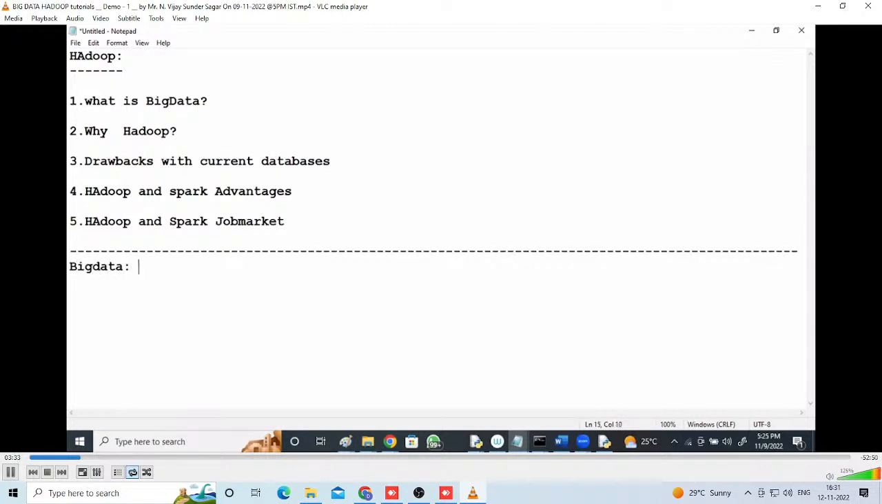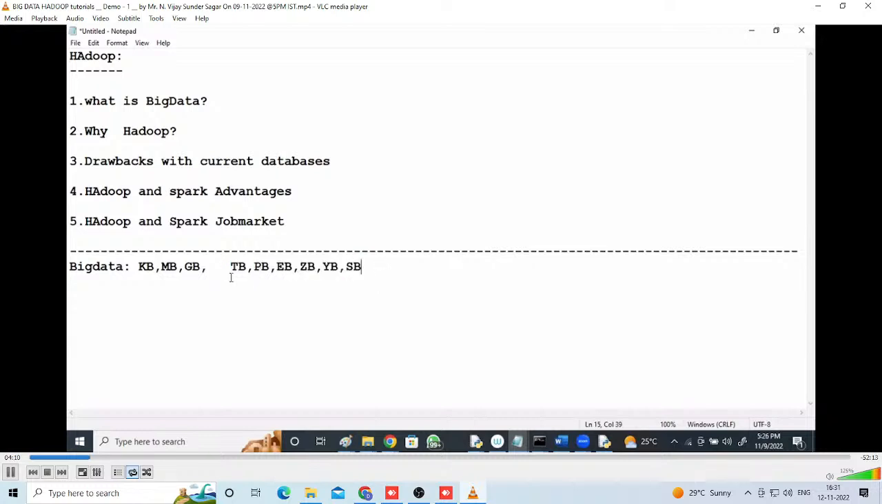The name itself says huge volumes of data. If you see the data storage units, how data is getting stored: KBs, MBs, GBs, gigabytes, terabytes, petabytes, exabytes, zettabytes, yottabytes, and so on. From TB onwards, we say it is huge data.